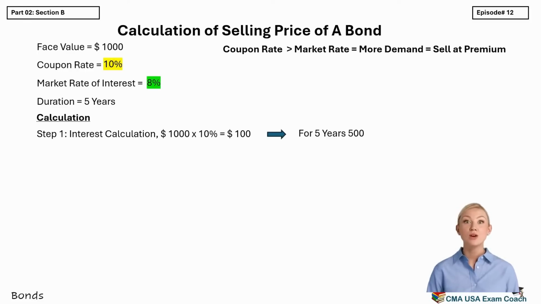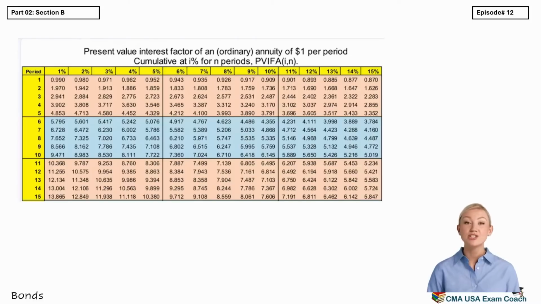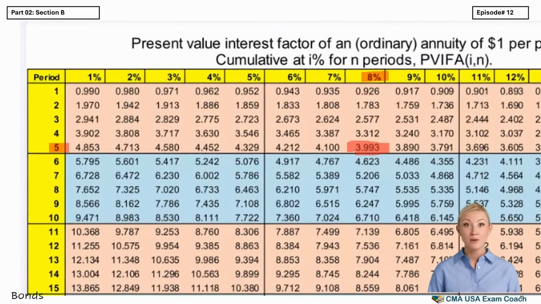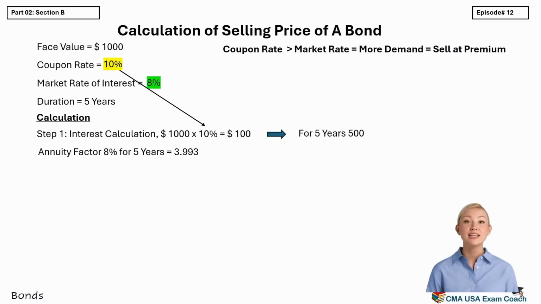The bondholder receives $100 every year for 5 years. Because this is a fixed and equal annual inflow, we treat this as an annuity. To find the present value of an annuity, we use the present value annuity factor from the annuity table. So, let's open the annuity table and look under the column for 8% interest rate and row for 5 years. The factor we find is 3.993. Now we multiply this factor by the annual interest. $100 multiplied by 3.993 equals $399.30. This is the present value of the total interest inflows over 5 years.